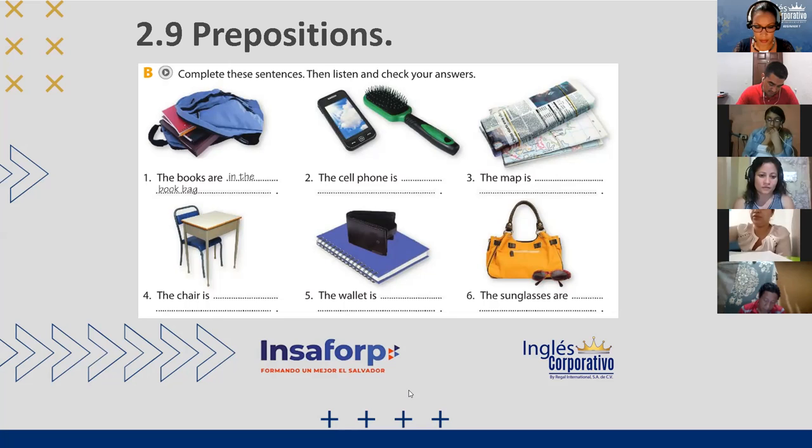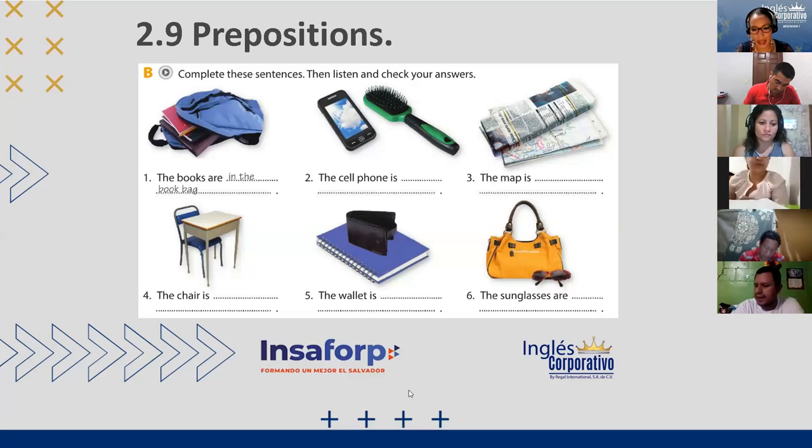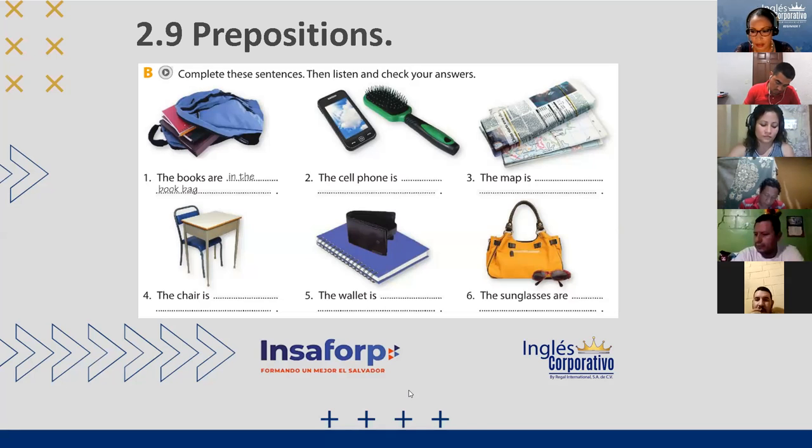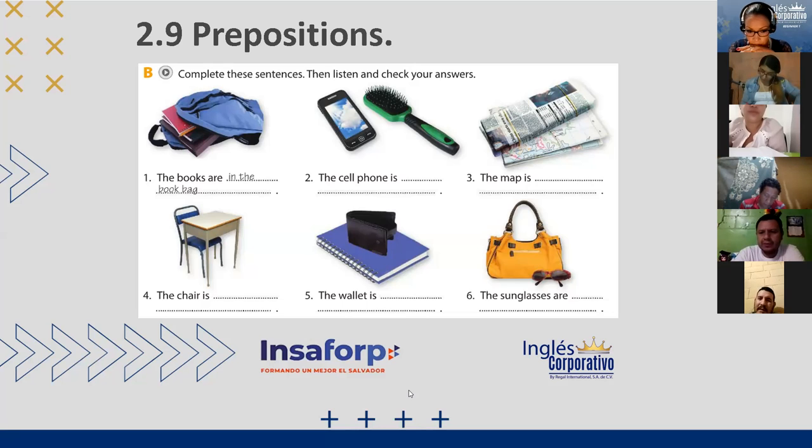The chair is under the table. Behind. Behind the desk. Okay. The chair is behind the desk. Very good job. Number five, please. The wallet is on the notebook. Number six, the sunglasses. The sunglasses are in front of the purse. Yes, excellent. The sunglasses are in front of the purse. Now let's continue.